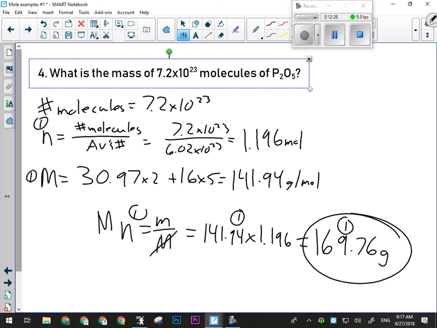So I got the labs in, guys. Been looking at those here.